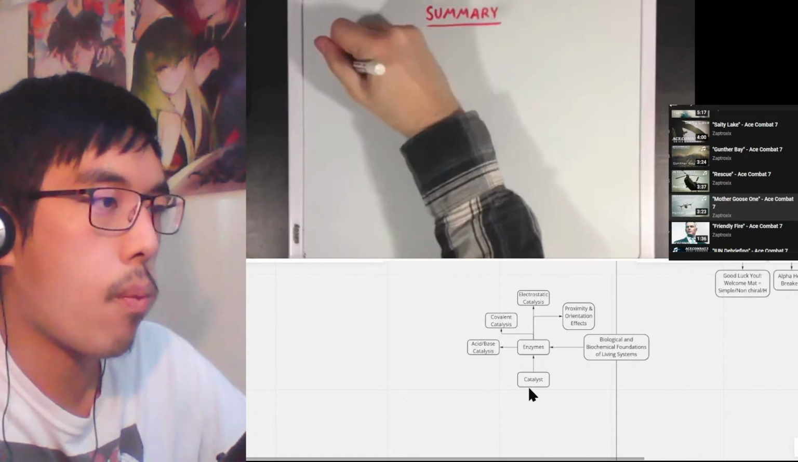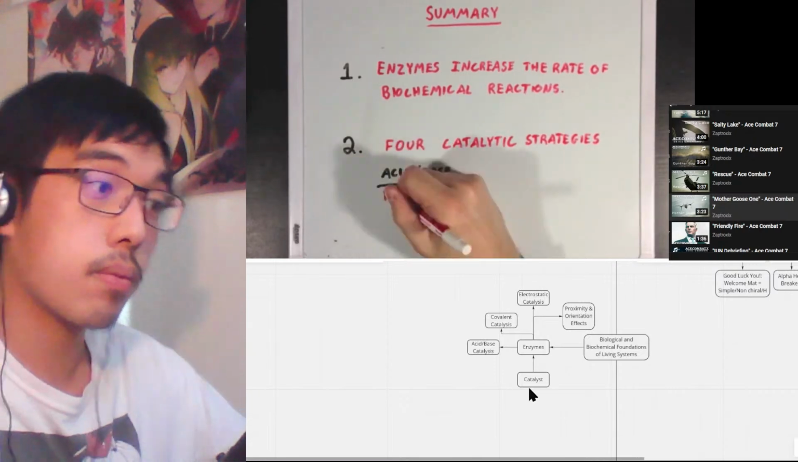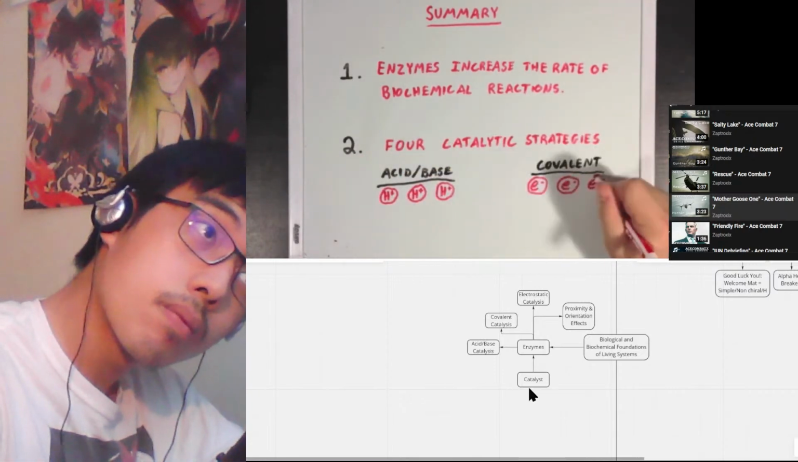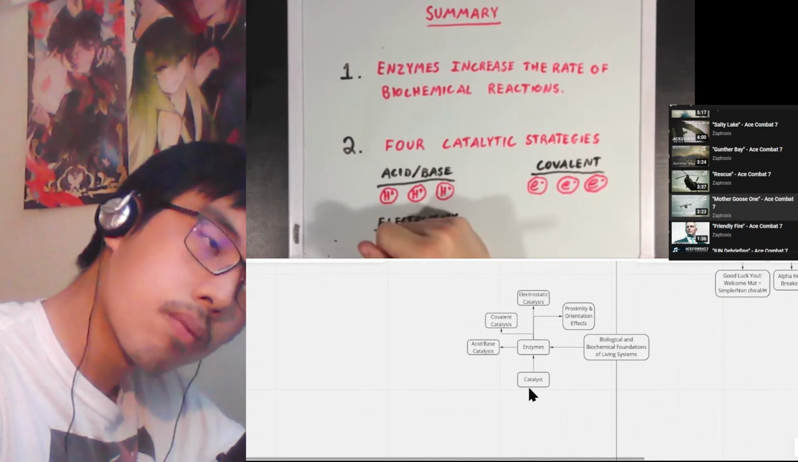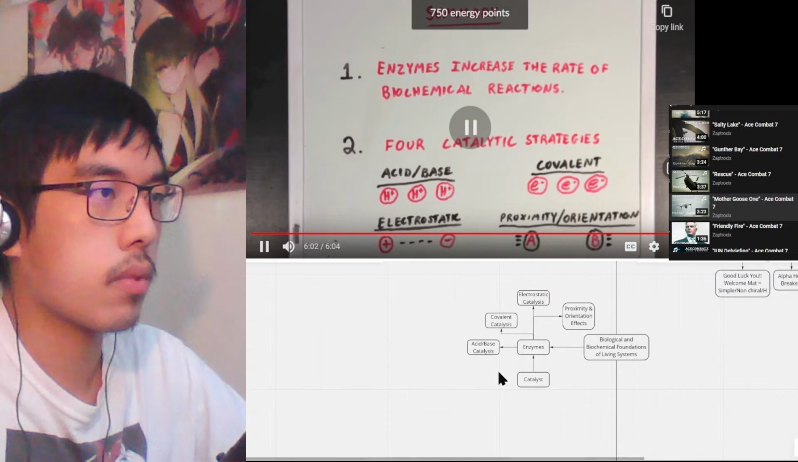So what did we learn? Well, first we learned that the role enzymes play is to make biochemical reactions happen more quickly. And the next thing we talked about were 4 of the many different catalytic strategies that enzymes can use. We talked about acid-base catalysis, which helps with proton transfer. We talked about covalent catalysis, which helps with electron transfer. We mentioned electrostatic catalysis, which deals with stabilizing charge. And finally, proximity and orientation effects, which increase the frequency of successful collisions between molecules that we want to react.